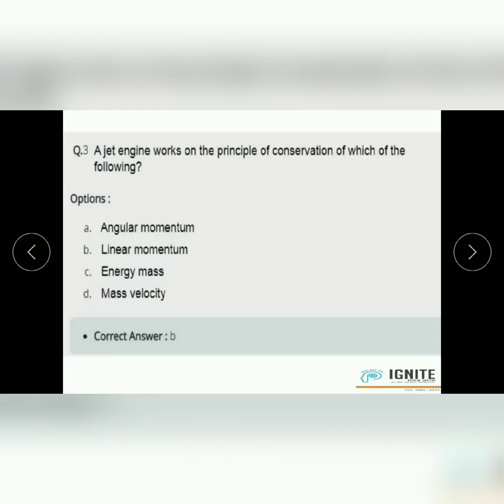Next question. A jet engine works on the principle of conservation of which of the following? Options are angular momentum, linear momentum, energy mass and mass velocity. The correct answer is linear momentum. What is linear momentum? Linear momentum is defined as the product of system mass multiplied by its velocity. In symbols, linear momentum is expressed as P equal to mv, where m is mass and v is velocity. That means when mass and velocity increase, the momentum also increases. Therefore, the jet engine works on the principle of conservation of linear momentum. Answer option B.